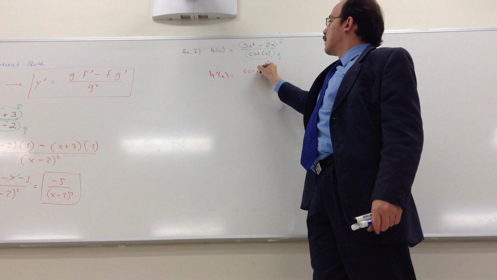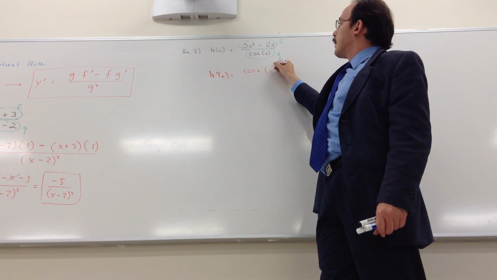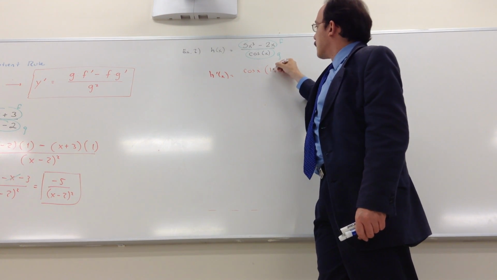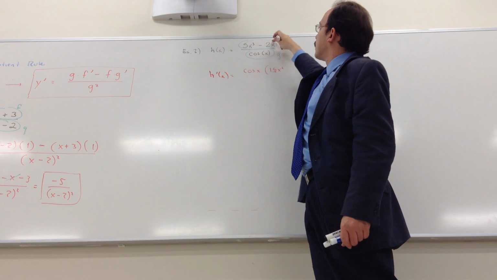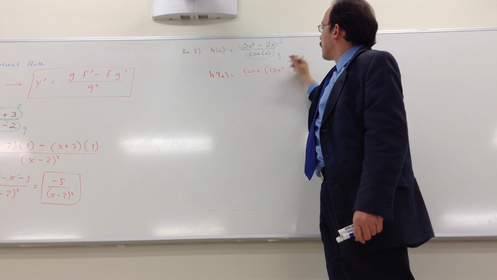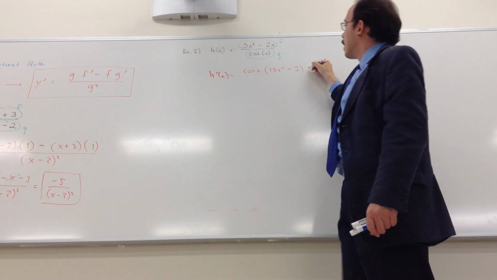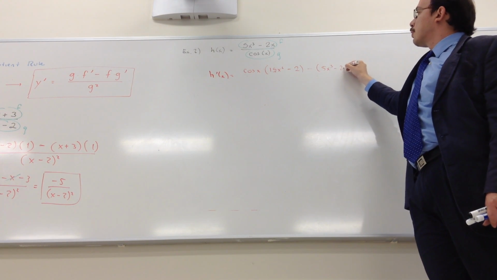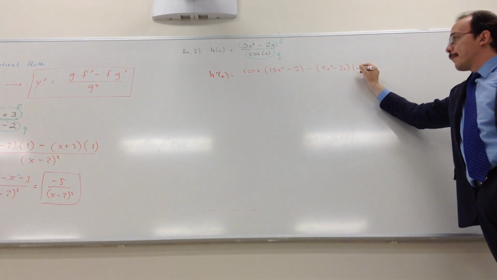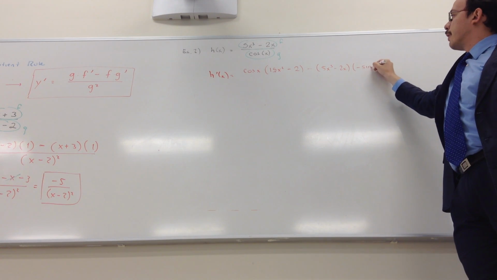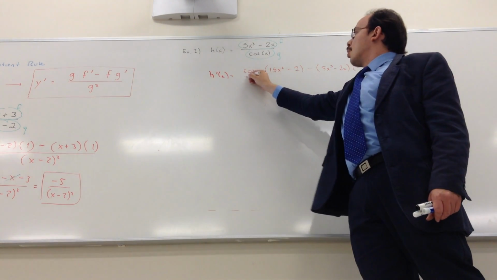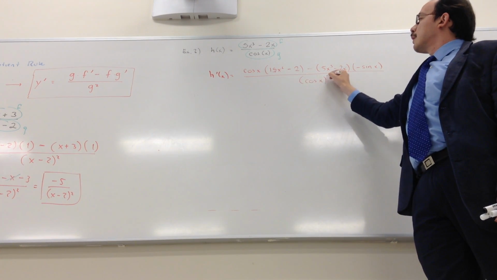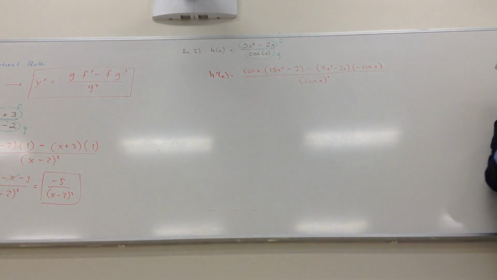cosine times 15x squared. This is 3, this is 2. Minus (5x to the cube minus 2x) times the derivative of cosine. Negative sign. Very good. Over cosine of x to the square. Okay?